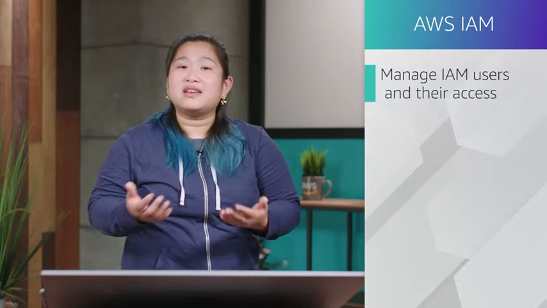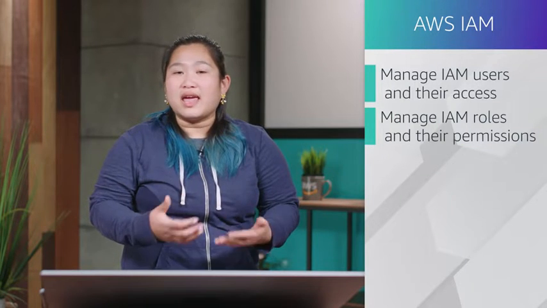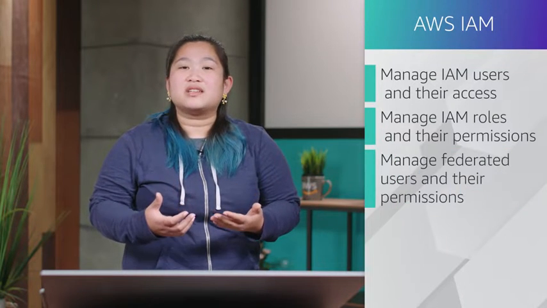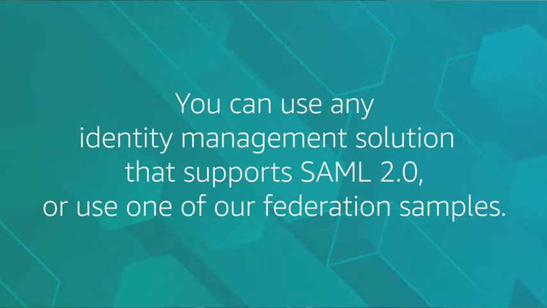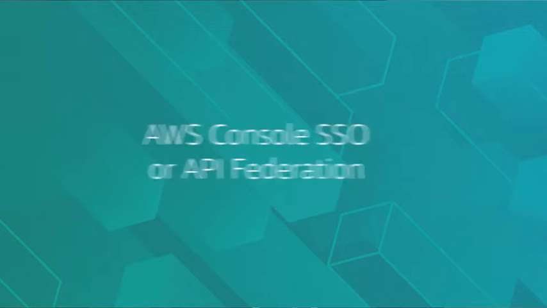The first thing is to manage IAM users and their access. The second thing is to manage IAM roles and their permissions. And lastly, you can manage federated users and their permissions. In this use case, you can use any identity management solution that supports SAML 2.0 or use one of our federation samples, for example, AWS Console SSO or API Federation, to assign permissions to a user, group, role, or resource.